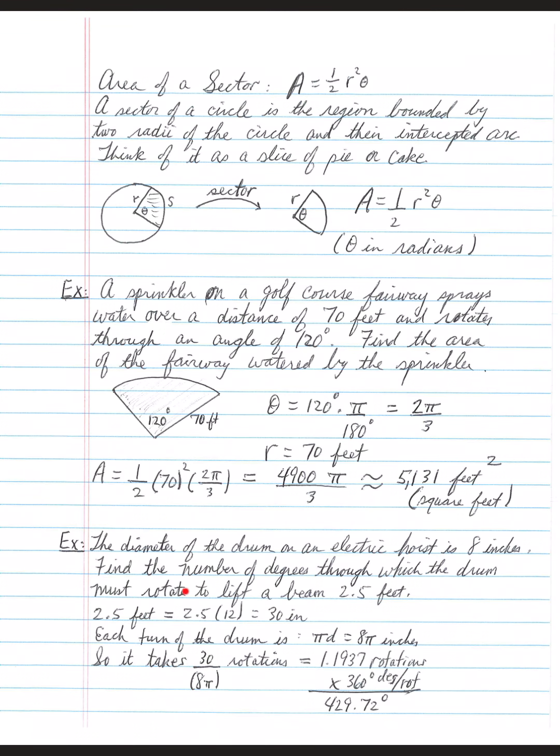2.5 feet, there's 12 inches in a foot, so 2.5 times 12, that gives us 30 inches. Now, why am I doing that? The diameter of the drum was given in inches. The lift is given in feet, so I wanted to compare apples to apples. I converted feet to inches, so now that we're inches all the way through, each turn of the drum is pi times the diameter.